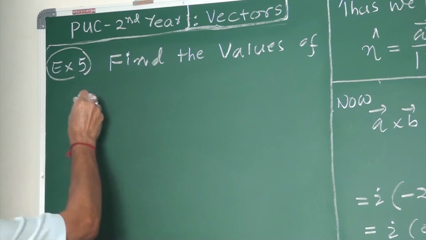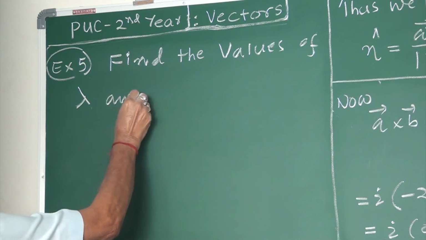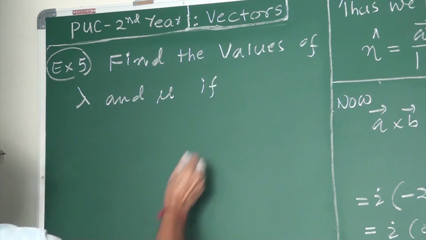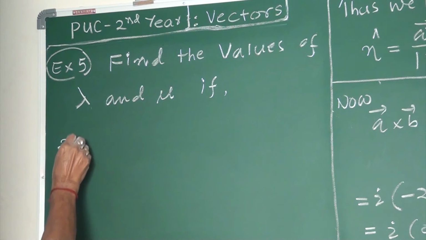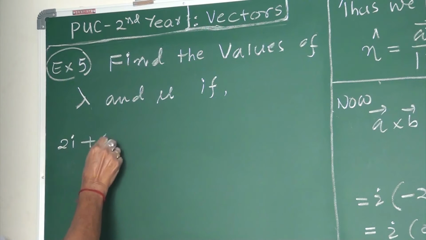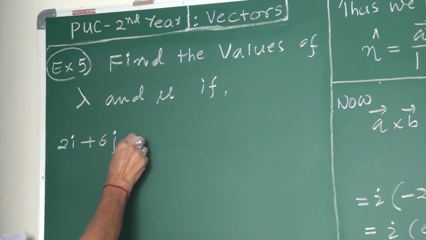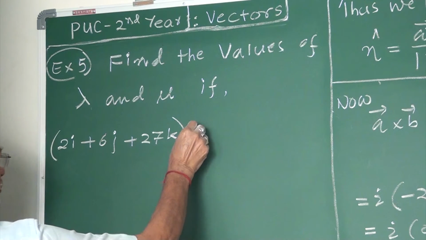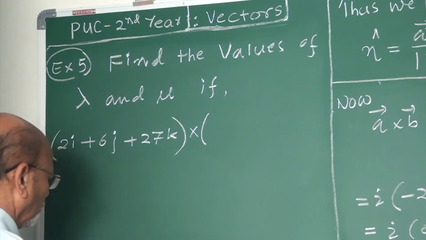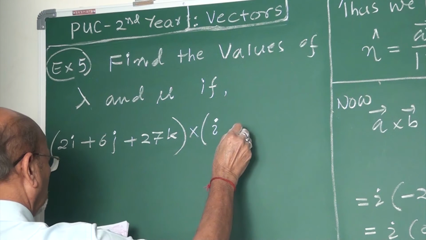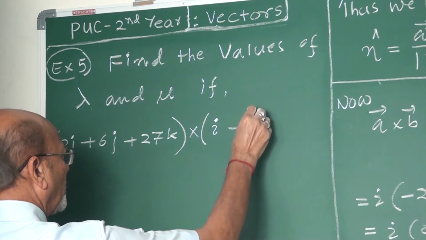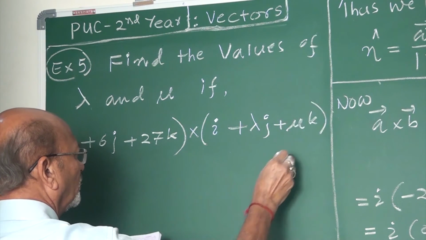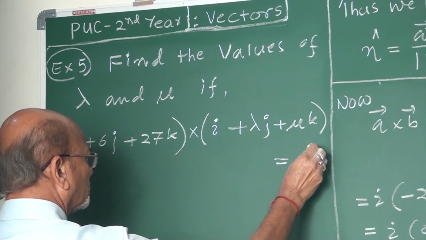Find the values of lambda and mu, constants, if 2i plus 6j plus 27k cross product of these two vectors, cross i plus lambda j plus mu k equal to 0 vector.